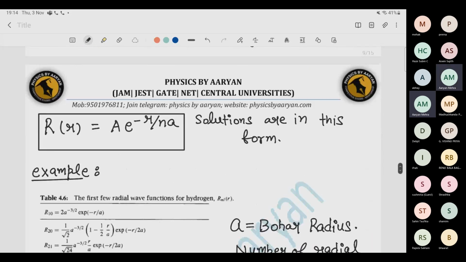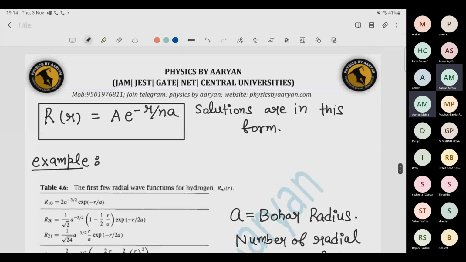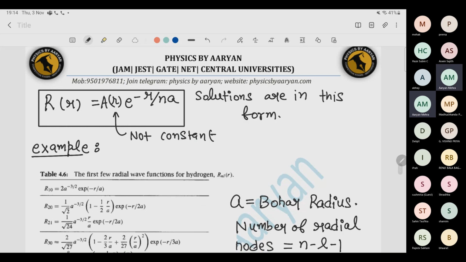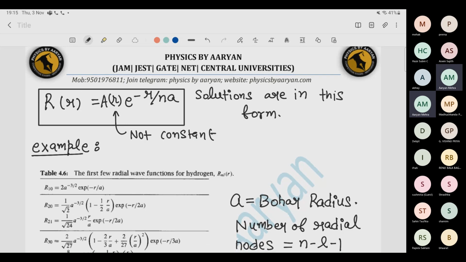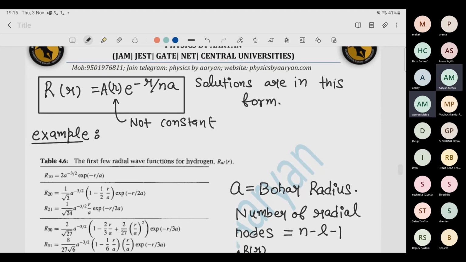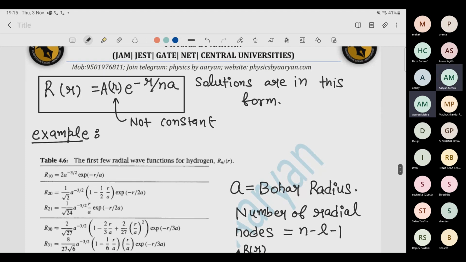So you will see that your solutions in the hydrogen atom will look something like some coefficient A. This coefficient A does not need to be constant, or I should write it as a function of r. It can be a function of r as well. Into e raised to minus r by na, where n is a quantum number which we are discussing from class 11th and 12th.